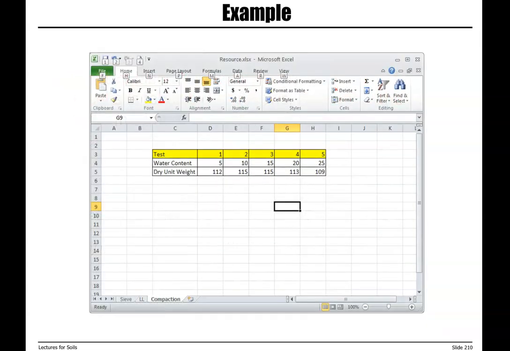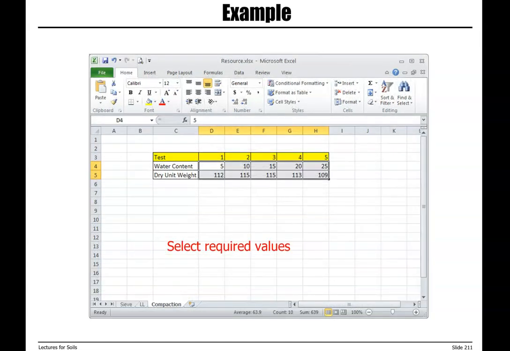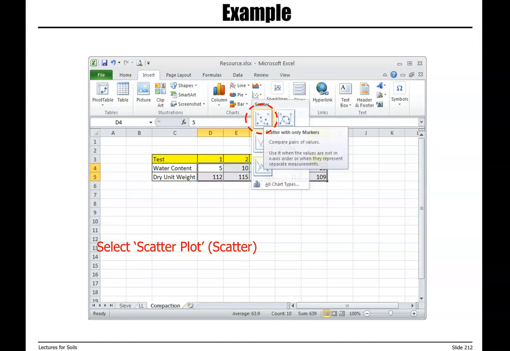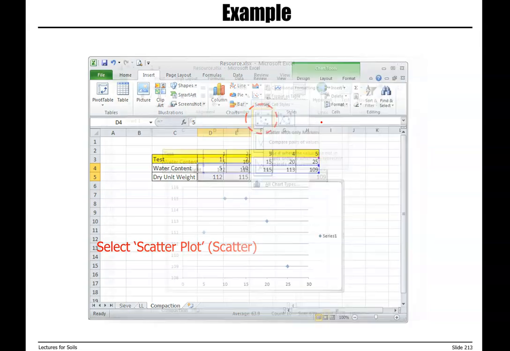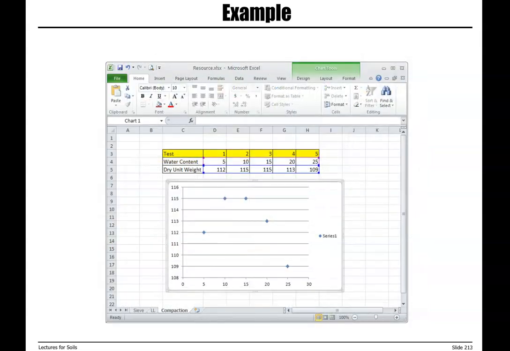So you do all the calculations in Excel. And then you have these two rows. Water content is our x-axis, and dry unit weight is our y-axis. Select your numbers, go to Insert, and select Scatter with only markers. You'll have this chart.